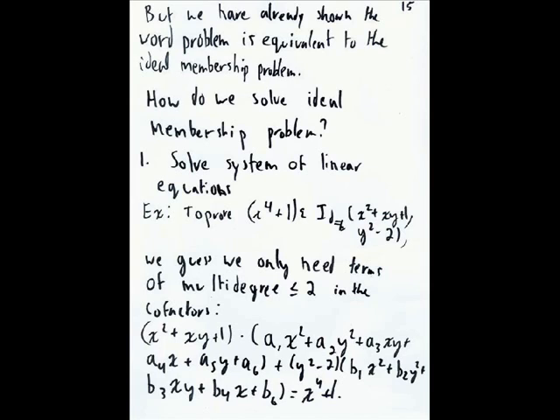For example, to prove x^4 plus 1 is in the ideal generated by x^2 plus xy plus 1 and y^2 minus 2 under the ring Z, one thing we can do is just guess terms and then solve for coefficients. So let's guess that we only need terms of multi-degree less than or equal to 2 in the cofactors, where multi-degree is just the sum of the exponents in a polynomial.